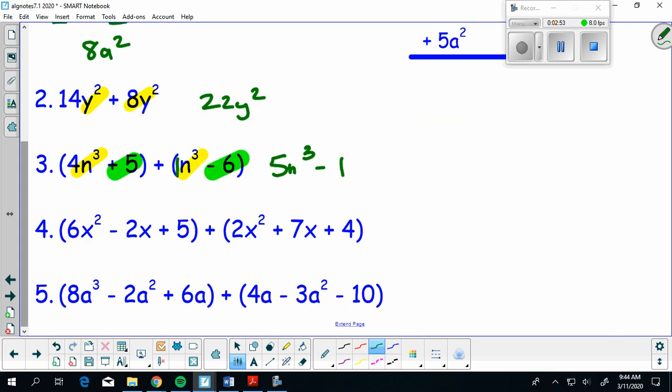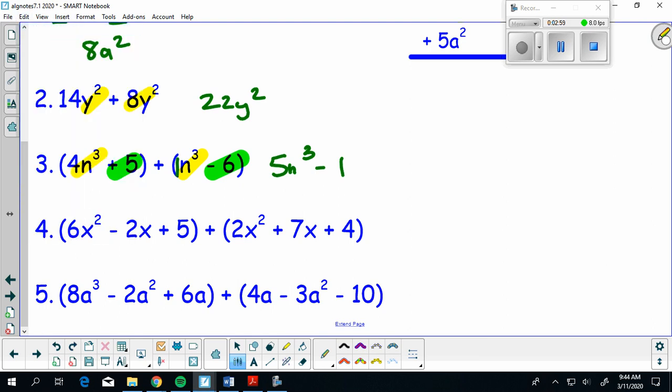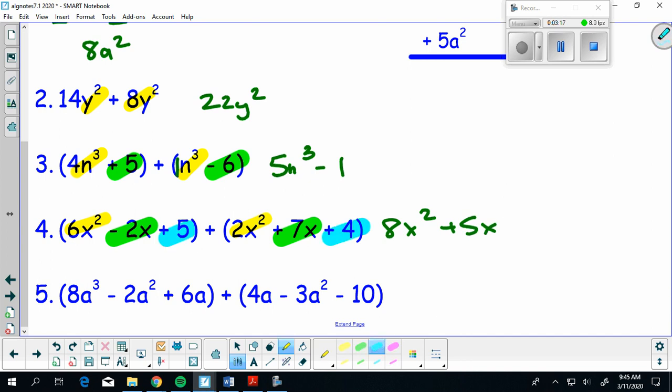Number 4, you're going to add your like terms. So 6x squared and 2x squared is 8x squared. Then you'll add your x's, so negative 2x and positive 7x, so that's positive 5x. And then the last one I'm going to add are those constants, so that would be positive 9.